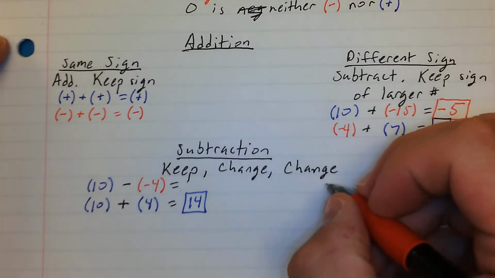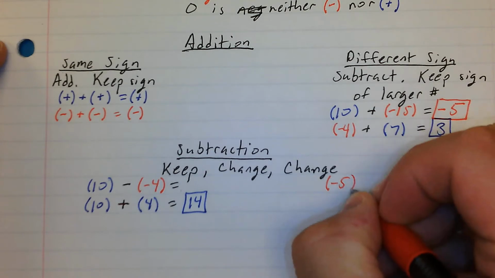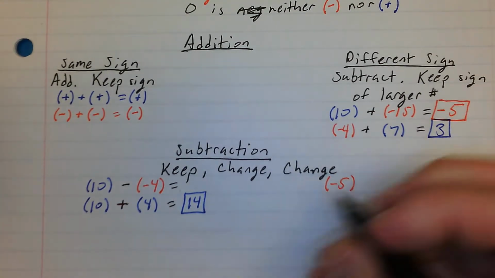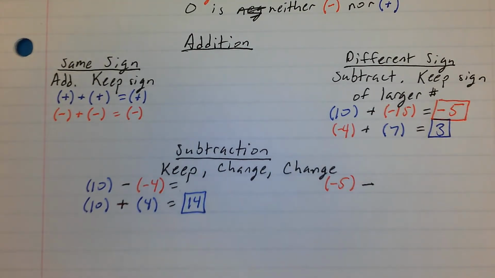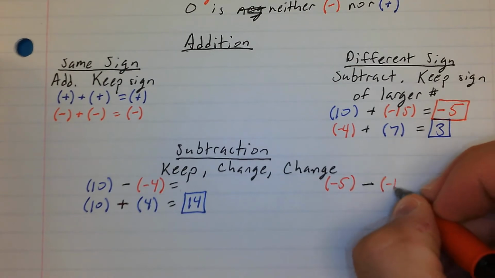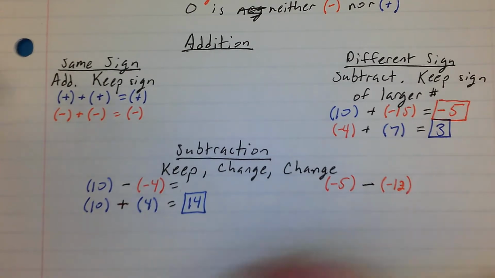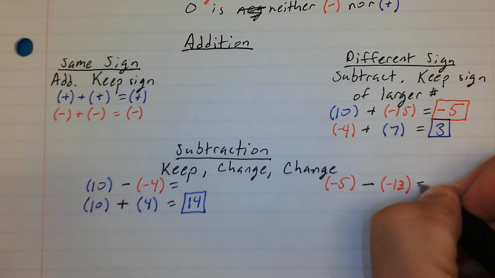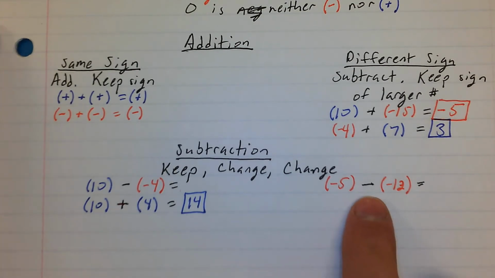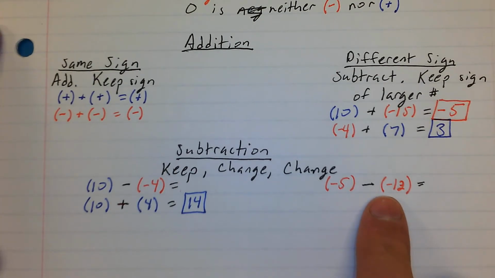So let's do another one. I have negative 5 minus negative 12. So I know how to do this. I know if I have minus and negative, it's going to become a positive. If you ever subtract a negative, then it becomes addition.